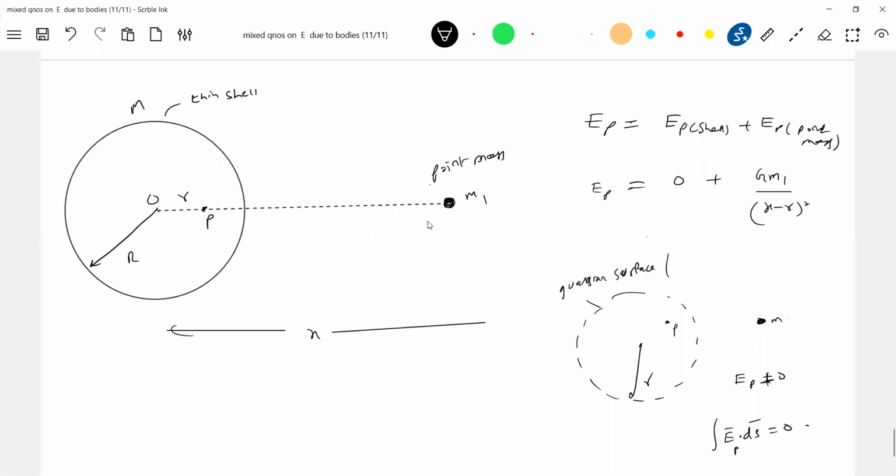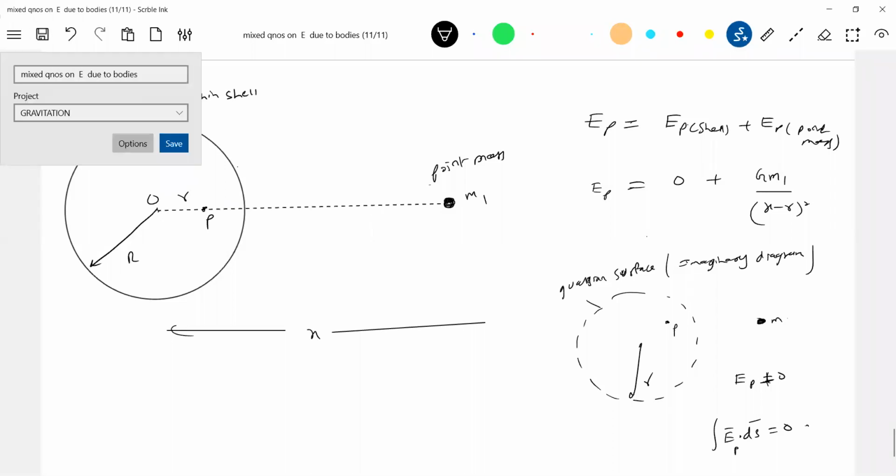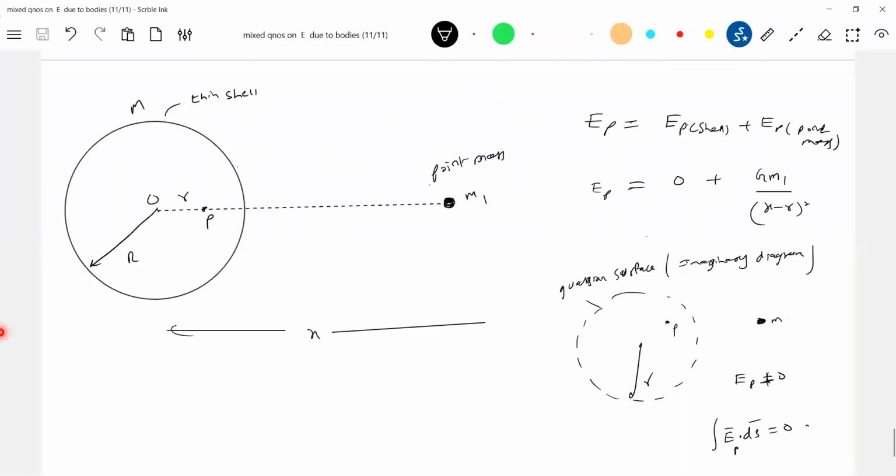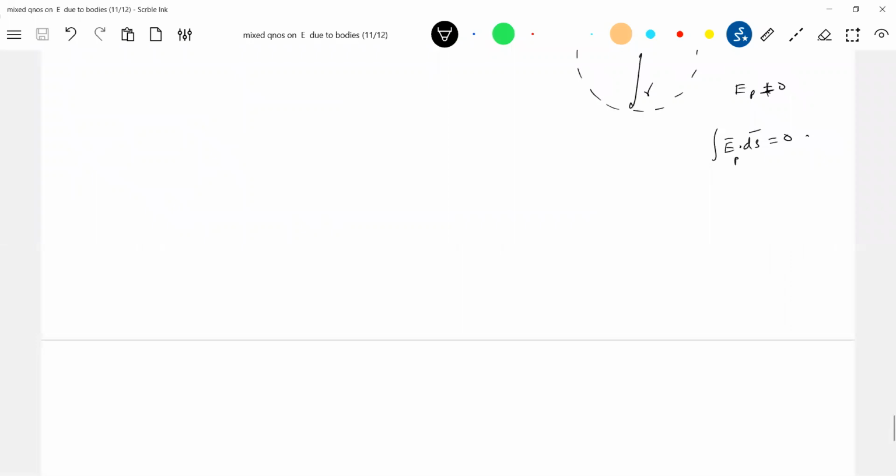Are you getting the idea? If a Gaussian surface physically existed, then things would have been different here. So this is an imaginary diagram. There's a meaning to this. That's why I just picked up this problem. Okay, we'll take the next one.